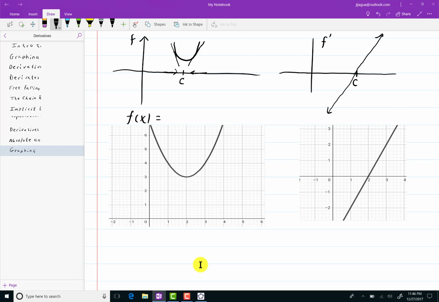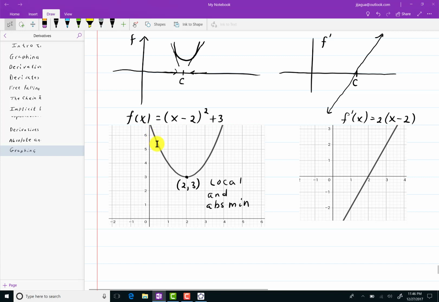Here's a graph that exhibits exactly the kind of behavior I was talking about. F of x equals (x minus 2) squared plus 3, and then f prime of x equals 2 times (x minus 2). So you can see our lowest point here, our local minimum, which would be an absolute minimum as well, occurs right at the bottom here at the point (2, 3). So that's a local and absolute minimum. But the important thing is that the function was decreasing before I got to 2, so the derivative is negative before I get to 2. Then it's increasing after 2, and the derivative is positive after 2.